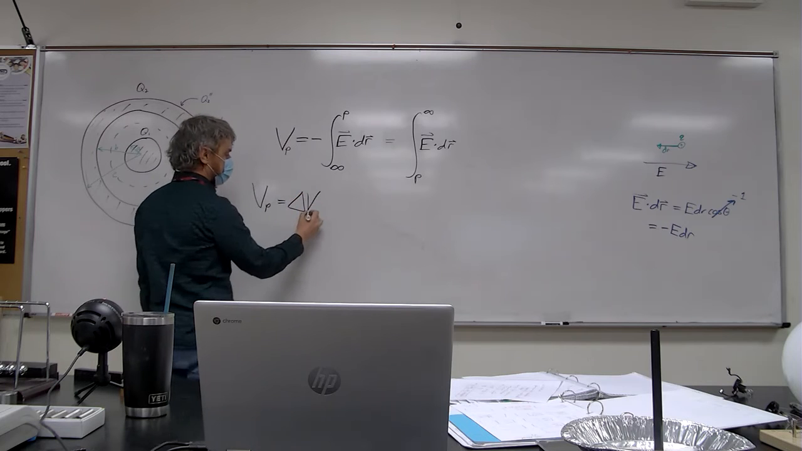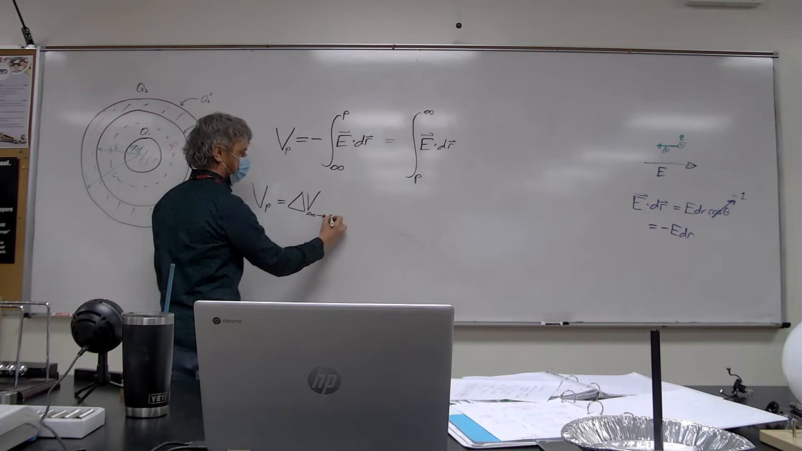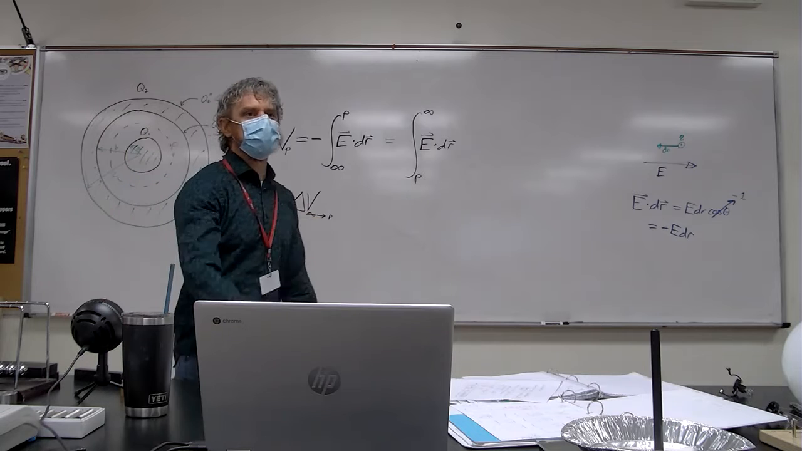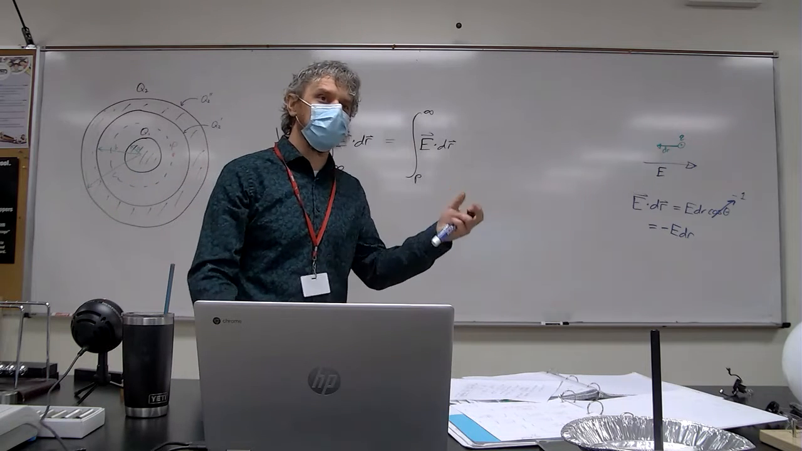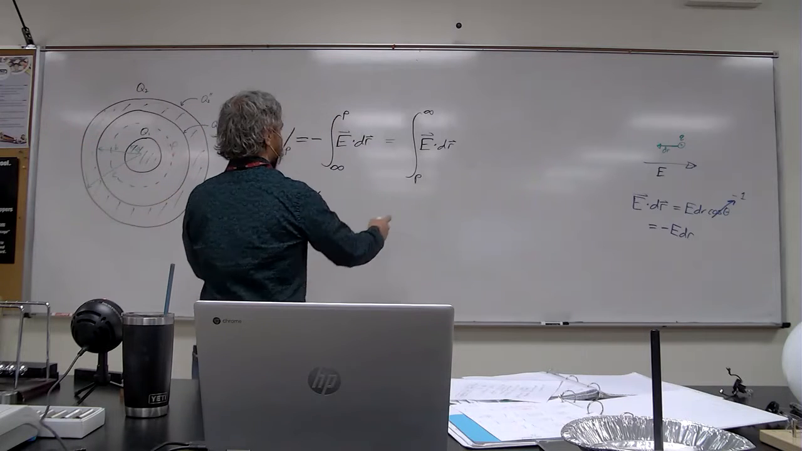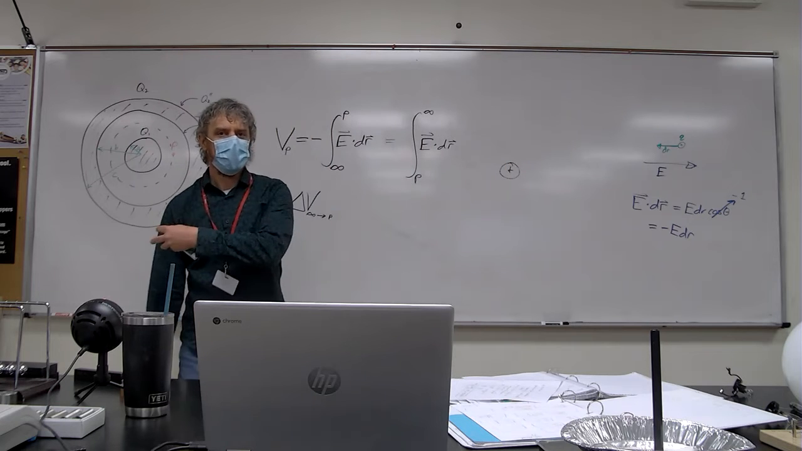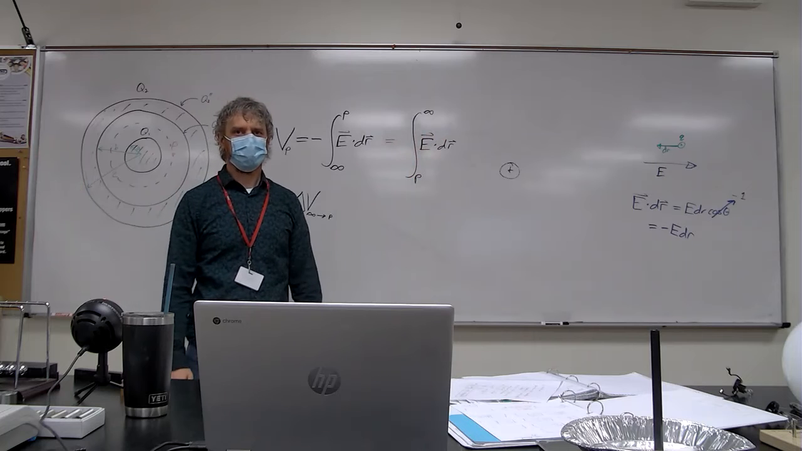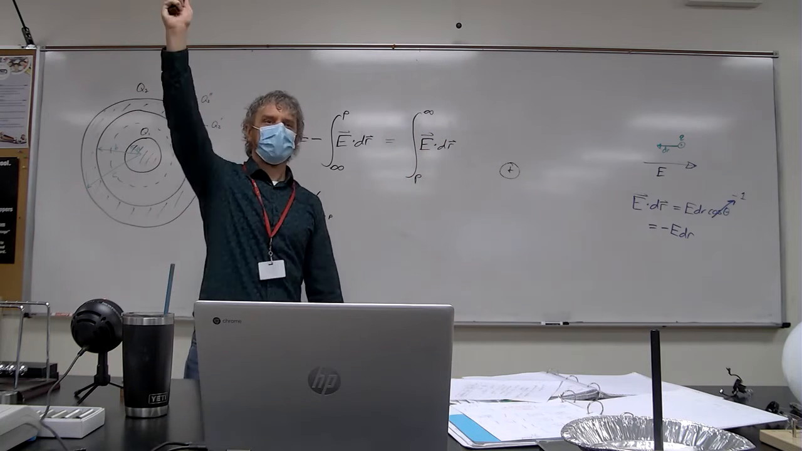A potential difference between the potential at infinity and point P. The electric potential at infinity is just defined to be 0, because the electric potential energy of an object infinitely far away from this charge... If I have a charge here, and I have a charge that is literally infinitely far away, there's no potential energy, right?